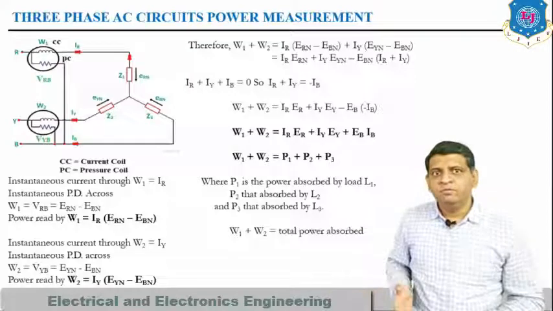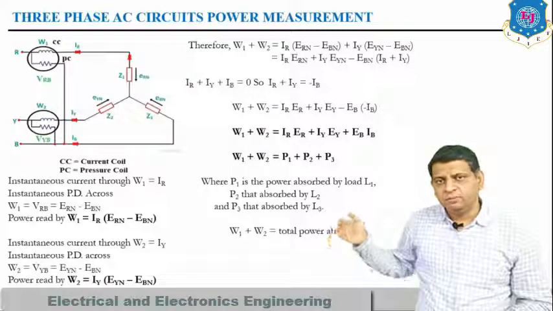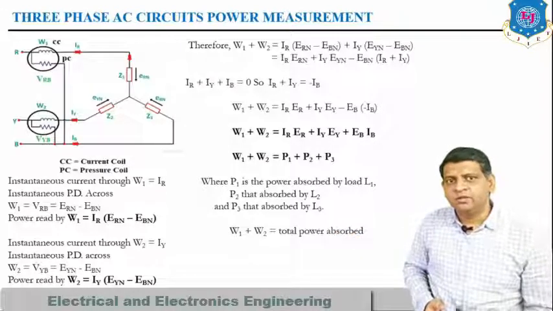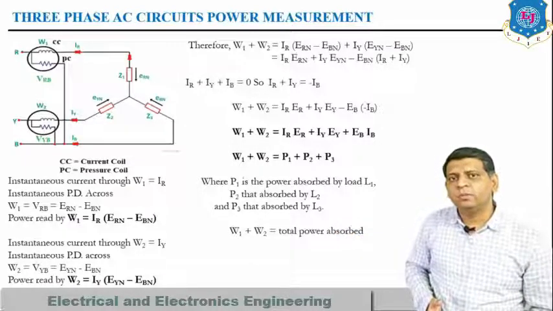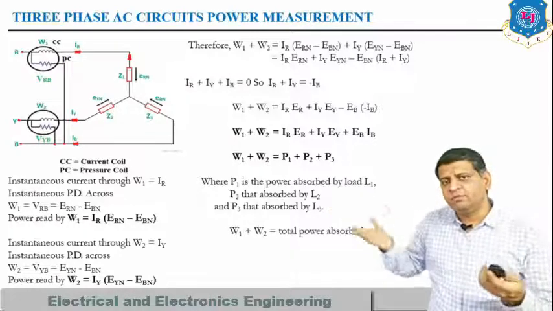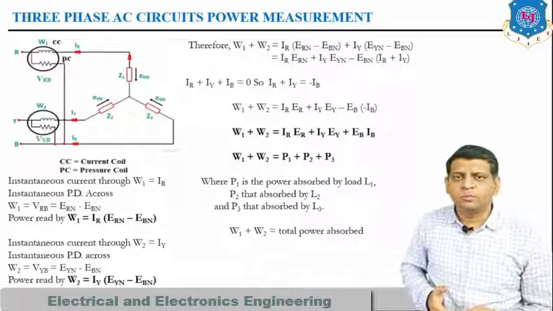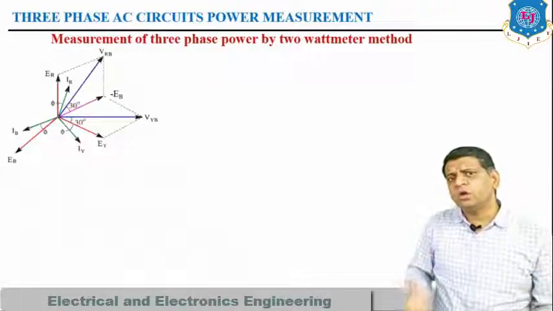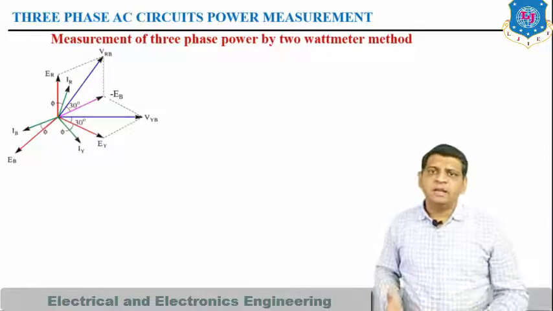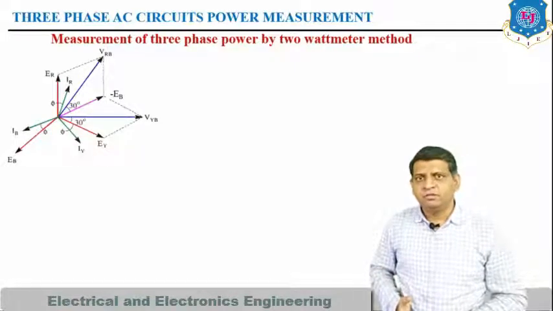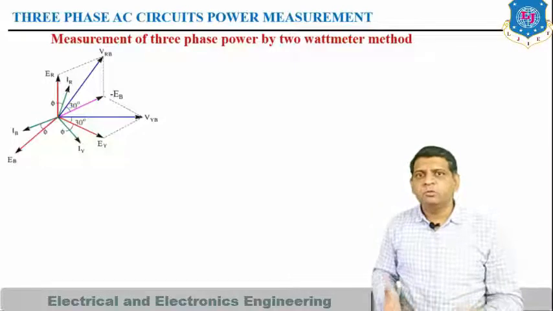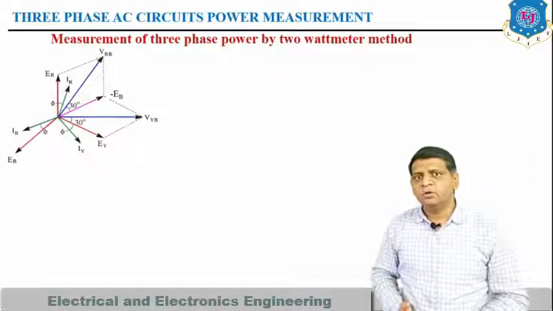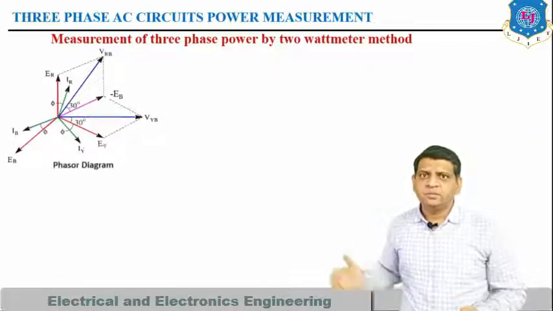In the same way, P1 is the power absorbed by load L1, P2 is the power absorbed by load L2, and P3 is the power absorbed by load L3. So my total power is nothing but W1 plus W2. This is the same equation that we found using the 3 wattmeter method. Now, in terms of the phasor diagram, I am looking for 2 vector equations in terms of W1 and W2 to find the power factor. So the next topic is to find the power factor by this particular phasor diagram.